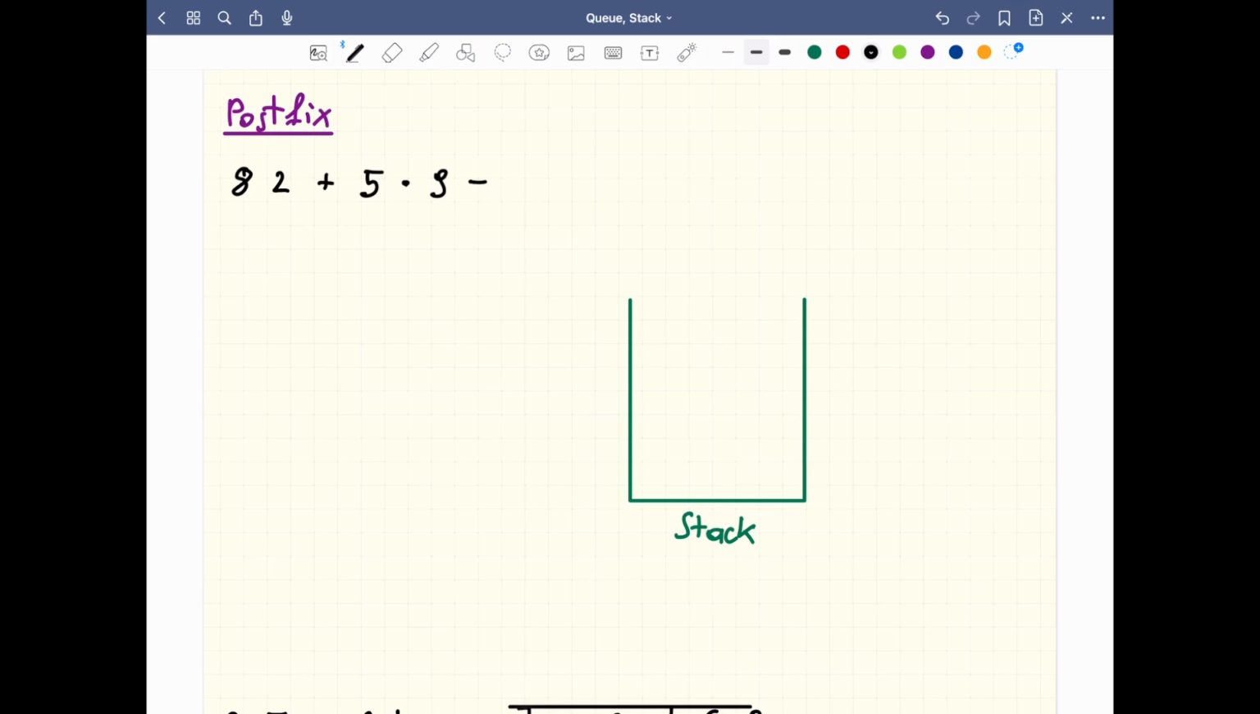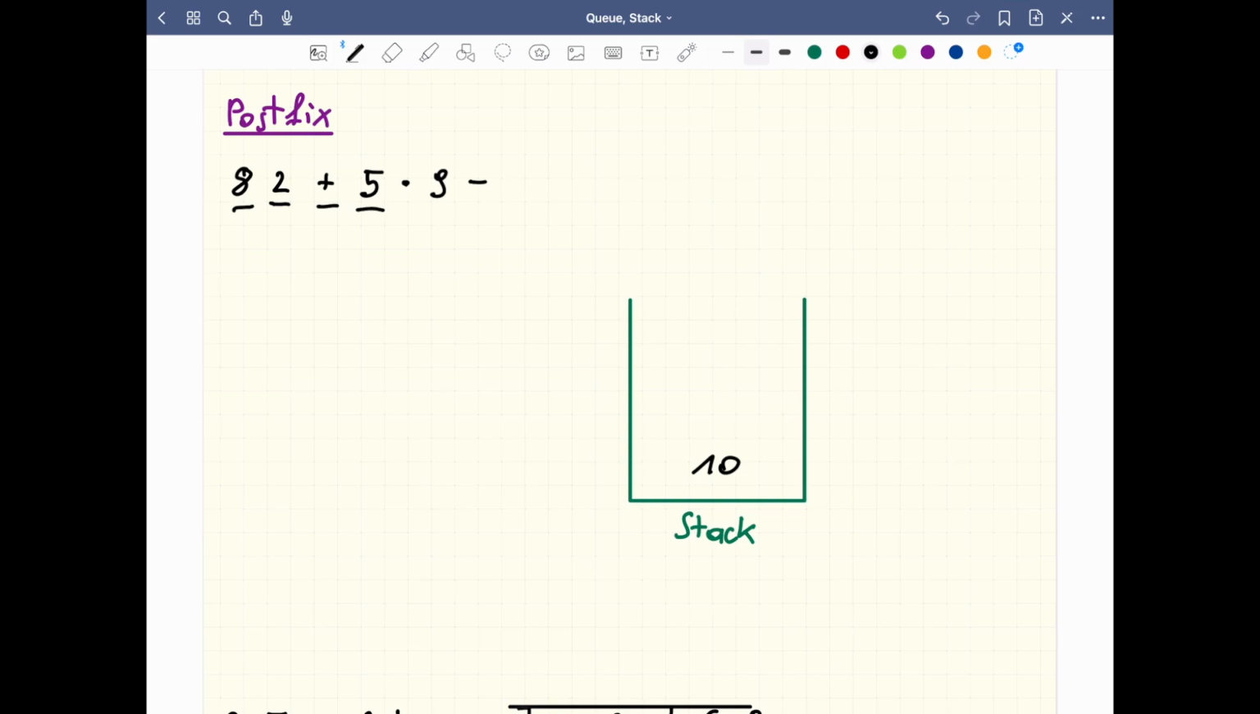So let's find out how this works. For this notation here, we have the 8. So we put the 8 onto our stack. We have the 2. We put the 2 onto the stack. Now we come to the plus. So we do not put the plus somewhere, we just evaluate the result, and the result is 8 plus 2 because these are the two top values of our stack, and we push the result, which is 10.